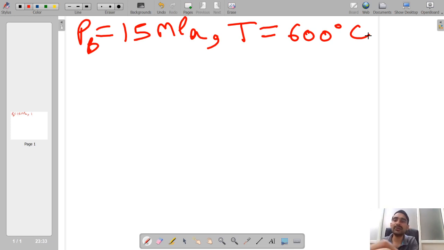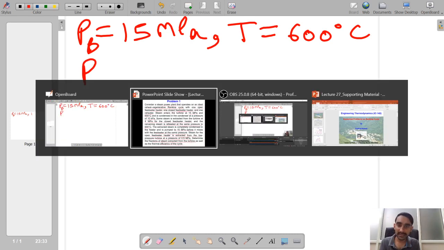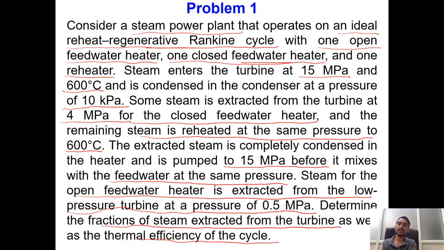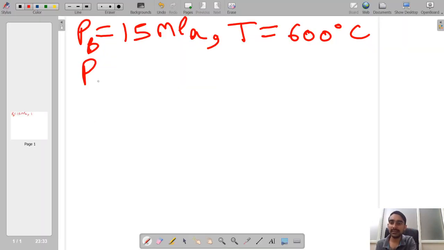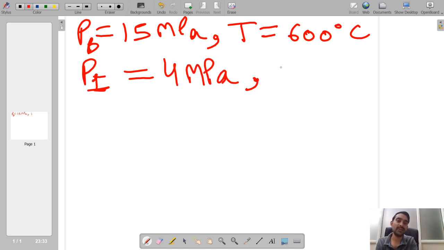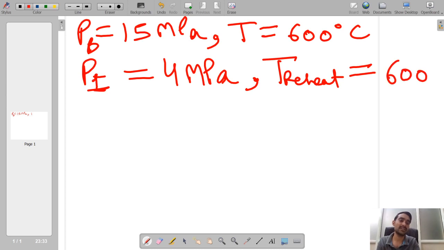After that we have the next pressure, which represents the first stage of regeneration. The first stage of regeneration is done at 4 megapascals. Let me write it, say I am representing it as P1. The first stage of regeneration is done at 4 megapascal, and because reheat is also done at the same pressure, for the reheat cycle the temperature is once again 600 degrees Celsius.